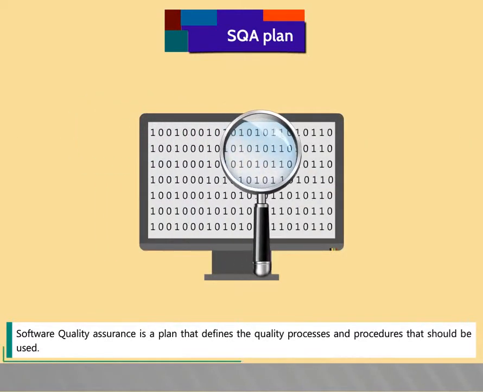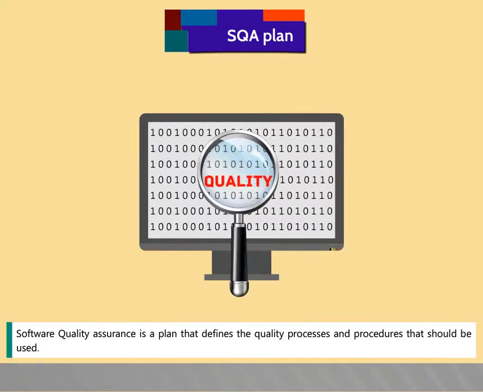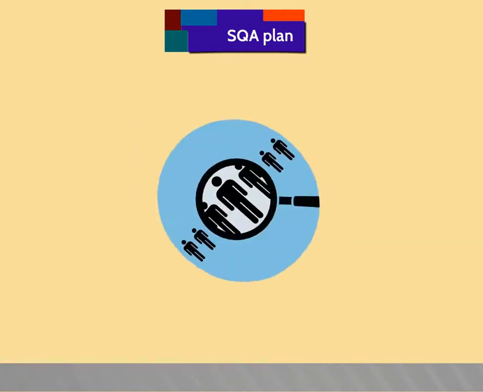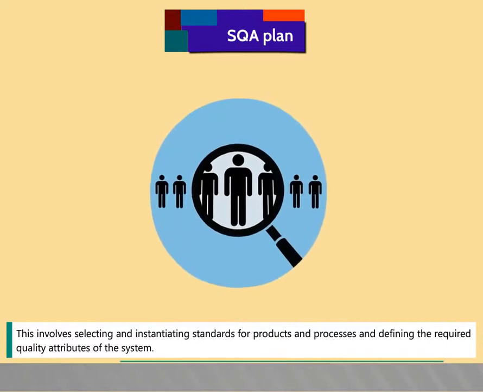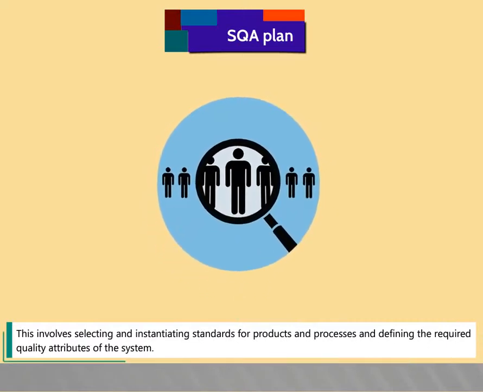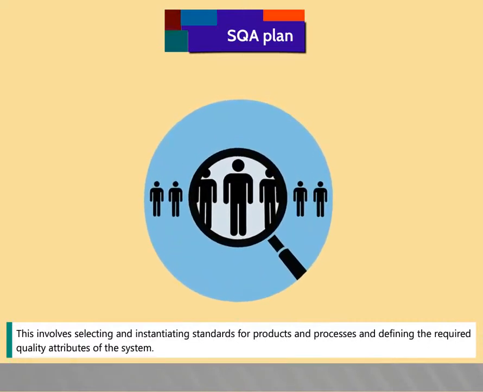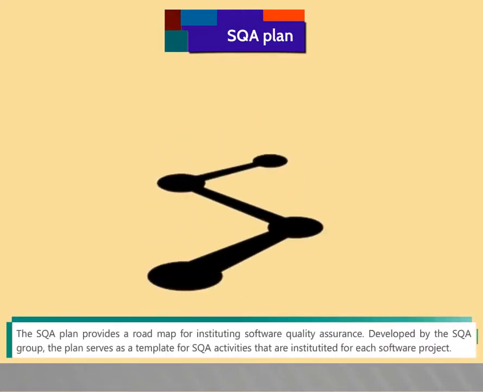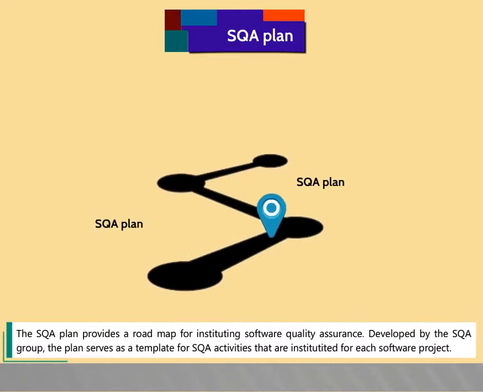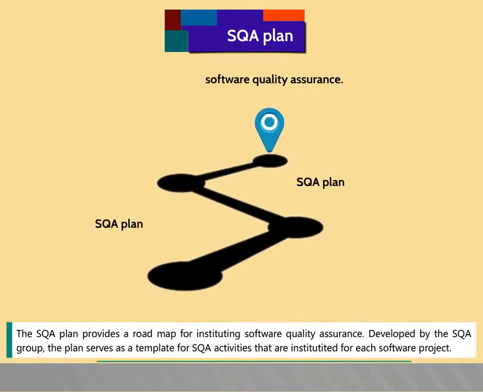Software quality assurance is a plan that defines the quality processes and procedures that should be used. This involves selecting and instantiating standards for products and processes and defining the required quality attributes of the system. The SQA plan provides a roadmap for instituting software quality assurance developed by the SQA group. The plan serves as a template for SQA activities that are instituted for each software project.